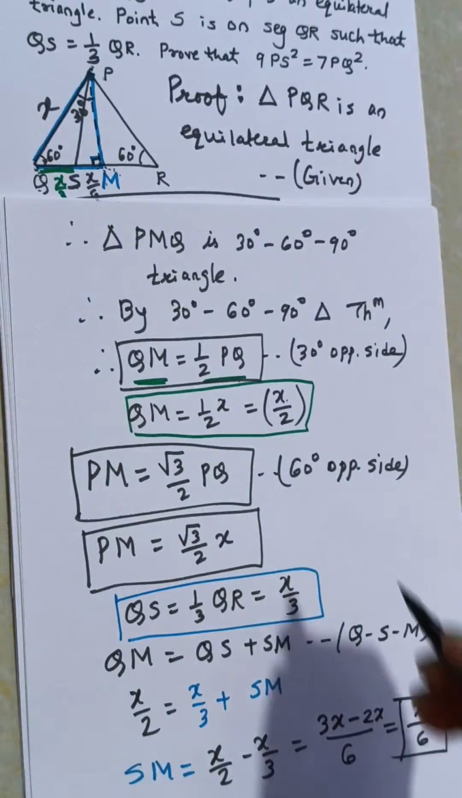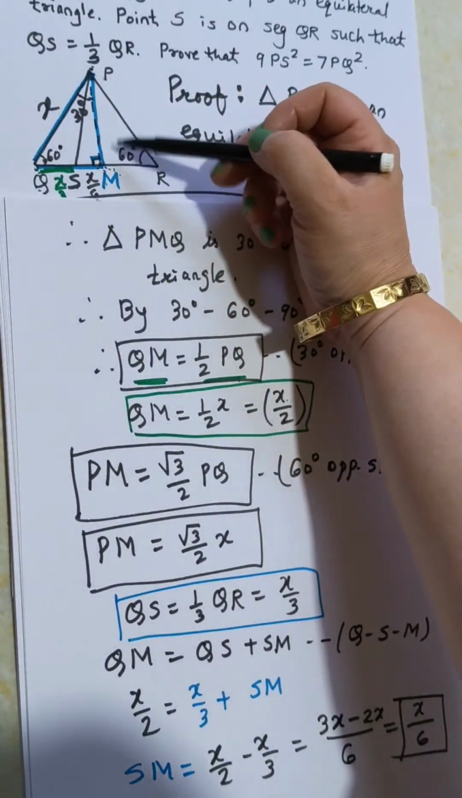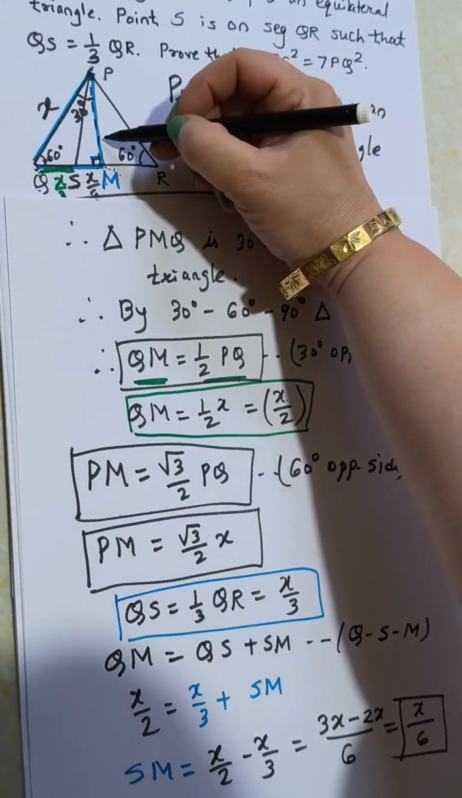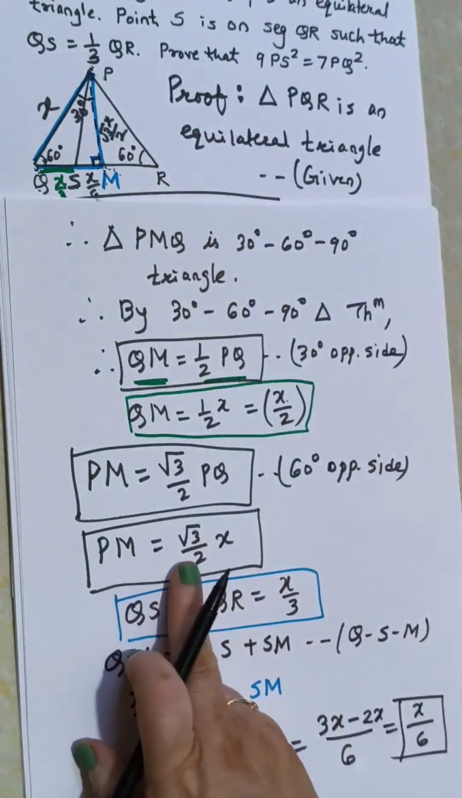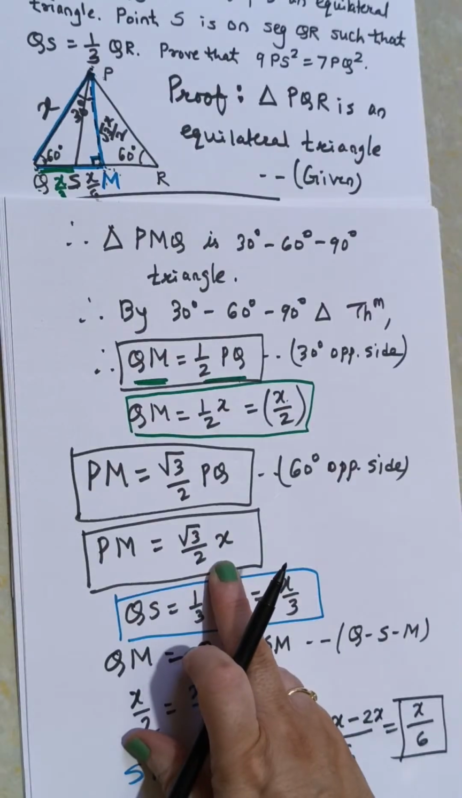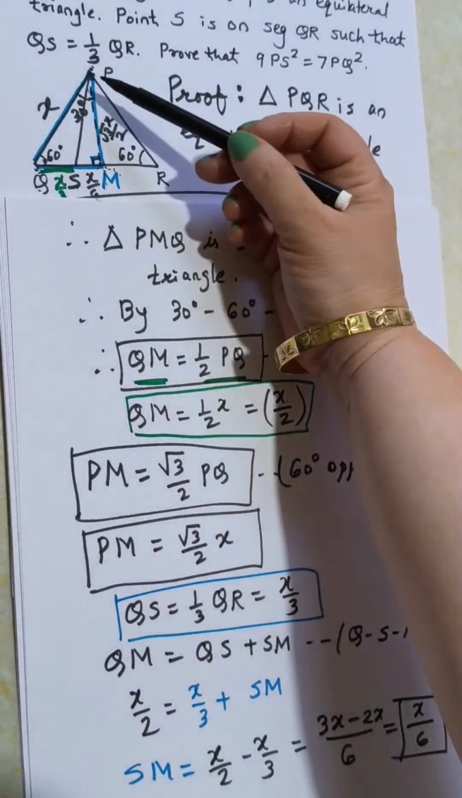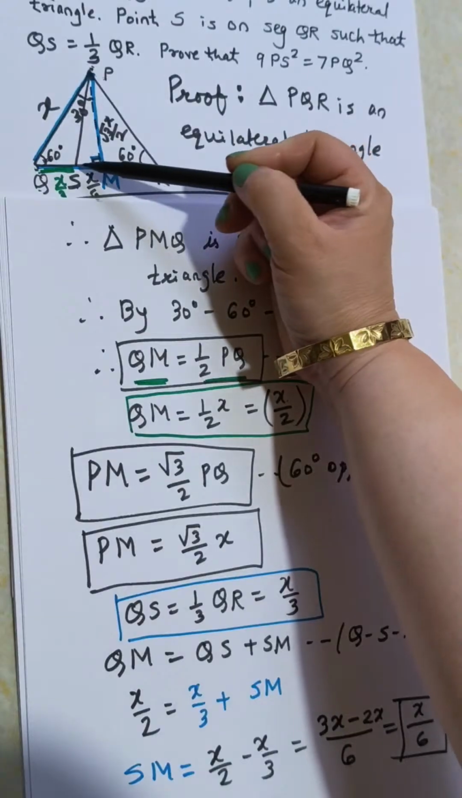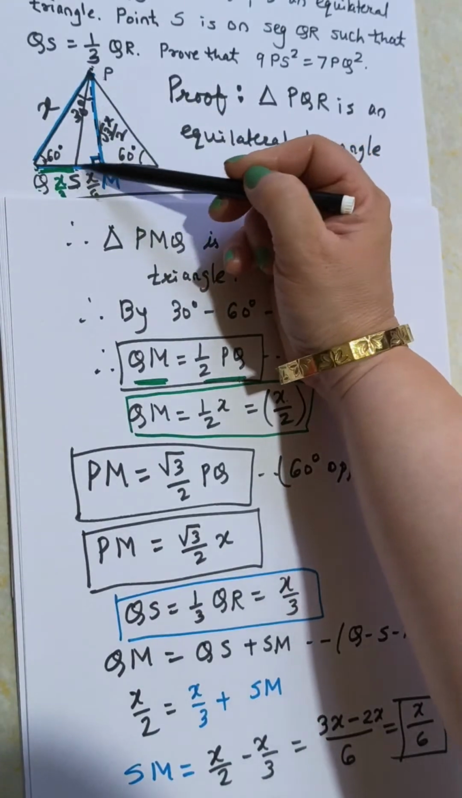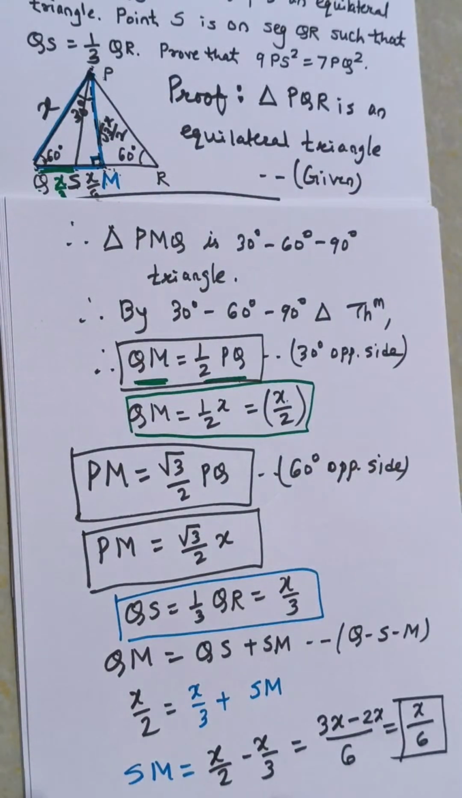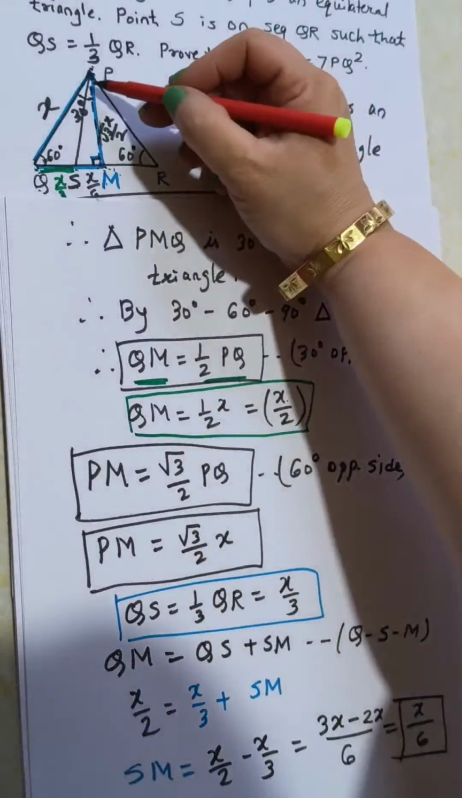And PM, how much did we get? PM is under root 3x upon 2. And now we are going to use this small triangle PMS. You can see this small triangle PMS. I will highlight it. It is definitely easy, you just have to concentrate. So which right angle triangle are we going to use? That is PMS.